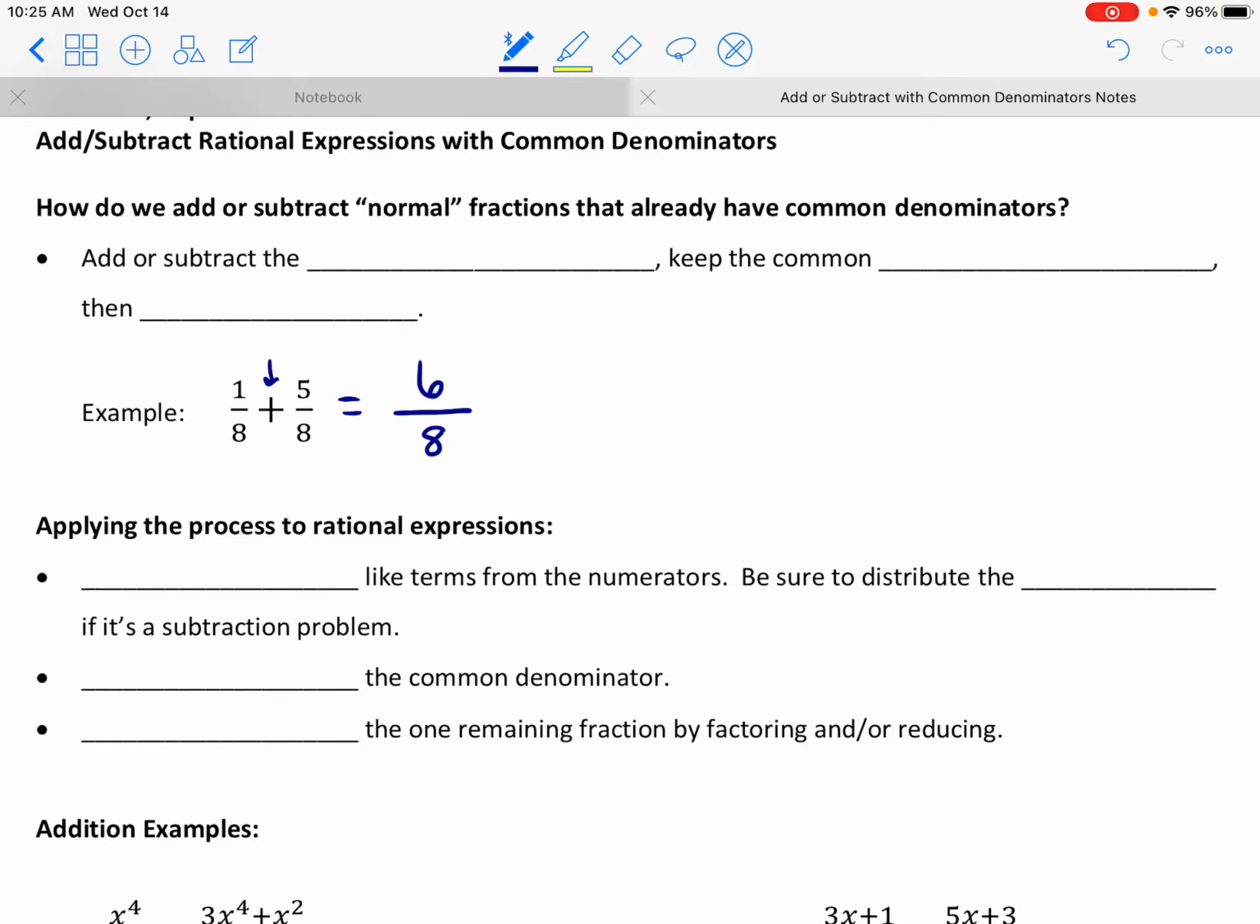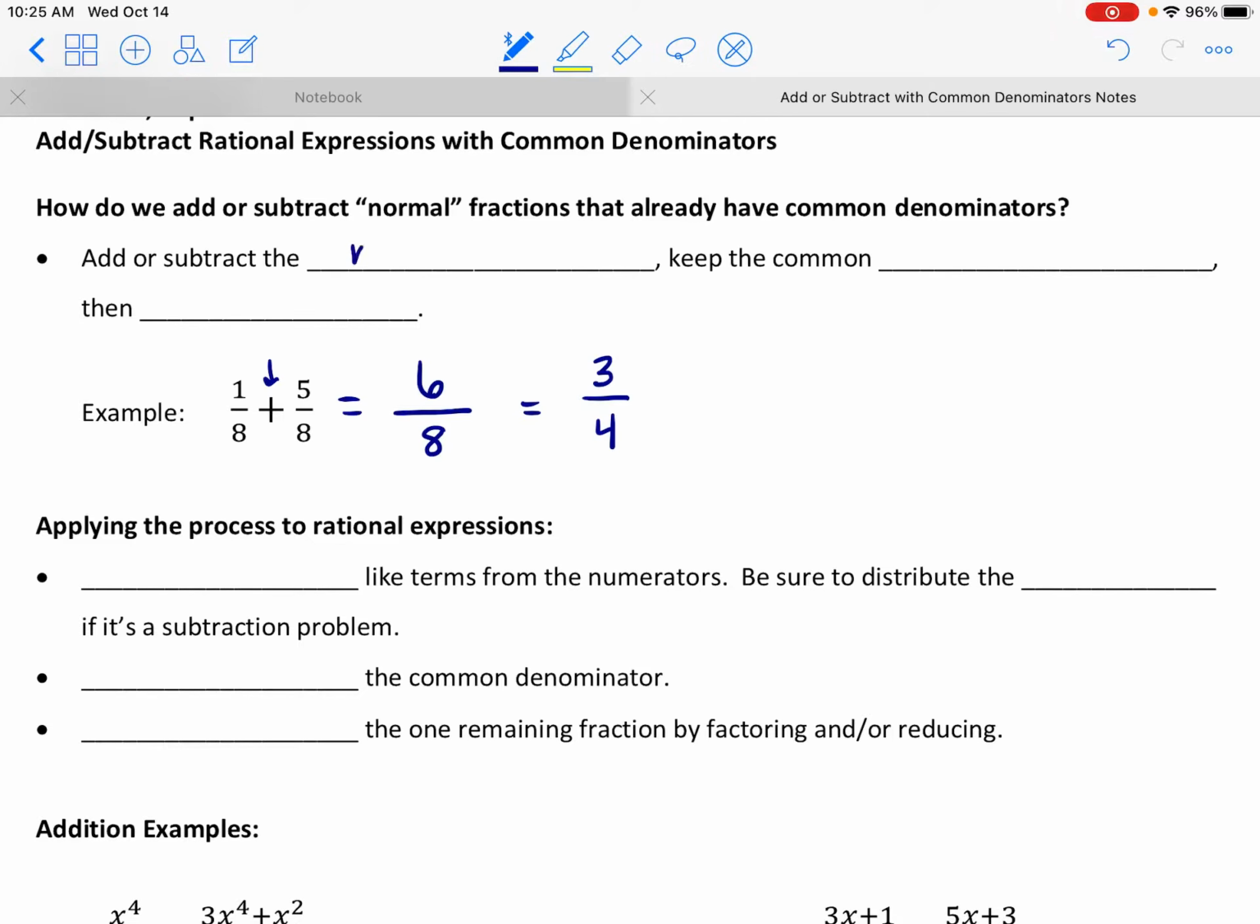So we'll add or subtract our numerators. We're going to keep our common denominator, and then we're left with just one fraction that we can simplify. And this fraction we know reduces. If we divide the top by 2, we get 3. If we divide the bottom by 2, we get 4. And that would be our simplified fraction.